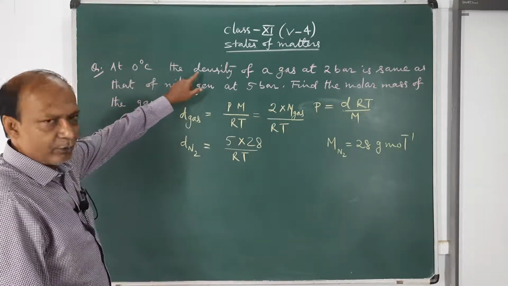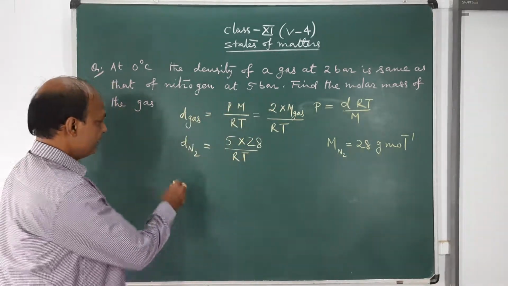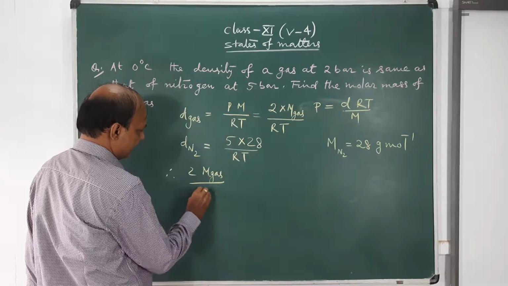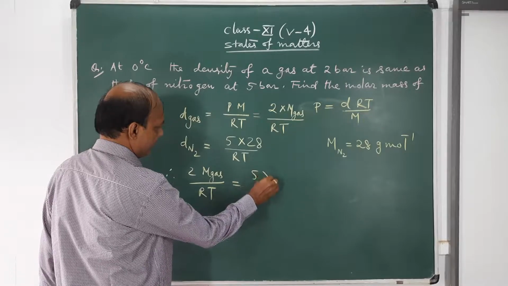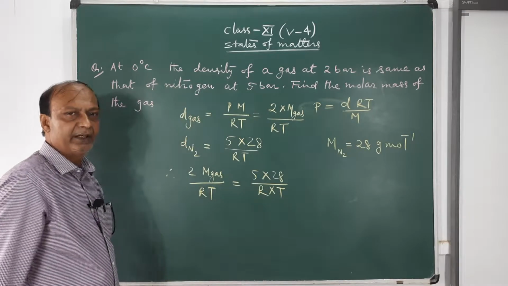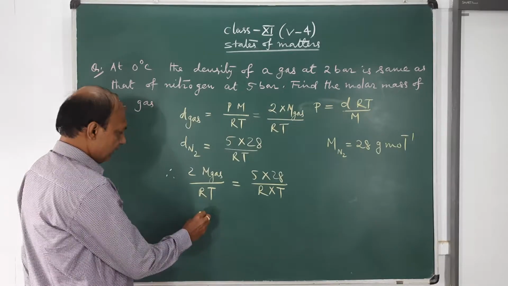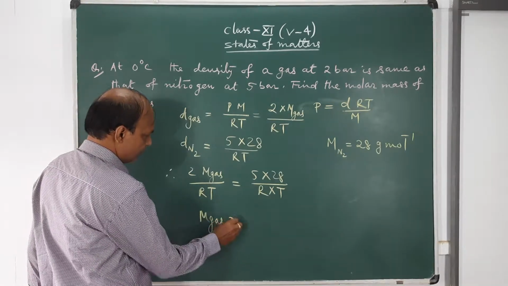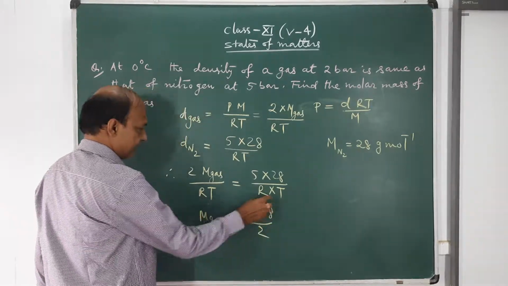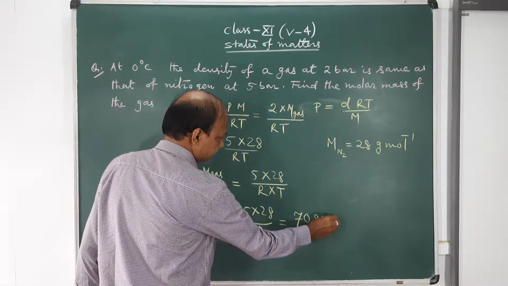Therefore, according to the question, these two are equal. So 2 into molar mass of the gas by RT equals 5 into 28 by RT. We are not putting the value of temperature here because both densities are given at 0 degree centigrade. Therefore, molar mass of the gas equals 5 into 28 by 2, RT cancels. This is equal to 70 gram per mole.